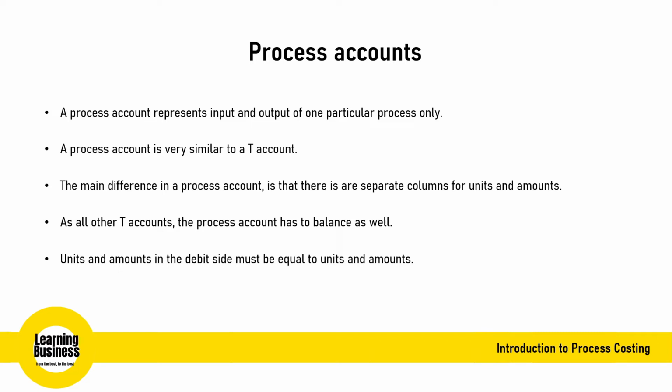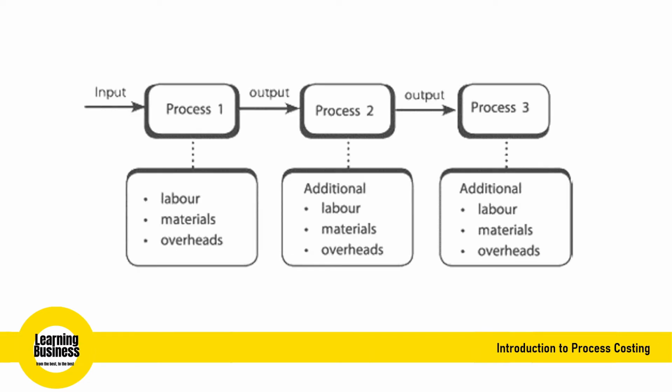So just like how you have to balance a T account, in a process account also you have to balance either side of the account. That means you have to ensure that the unit column on both sides equal each other and also the amount column of either side matches each other.